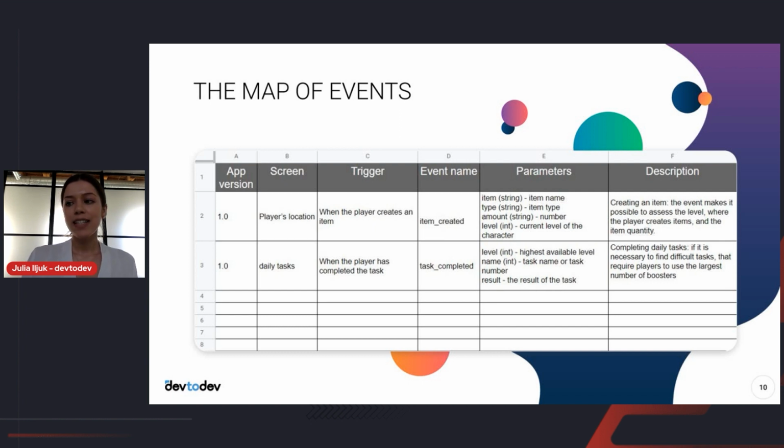And also some SDKs collect characteristics by default, so you don't need to send them in the event. For example, country, language, app version, all of this is collected by SDK automatically. So you don't have to do extra work and put it in the parameters of events.